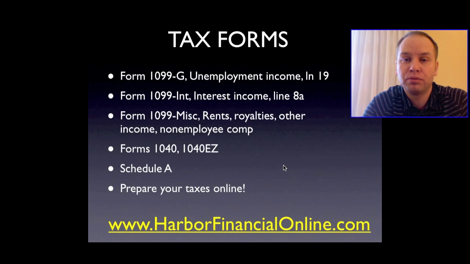1099G, that's unemployment income. That's going to be line 19. Again, you can follow along with the bullet points. 1099 INT, that's interest income. So if you had a savings account or investments where you got interest income, that's line 8A on the Form 1040. Form 1099 miscellaneous, that's going to be for rents, royalties, other income, and non-employee compensation.